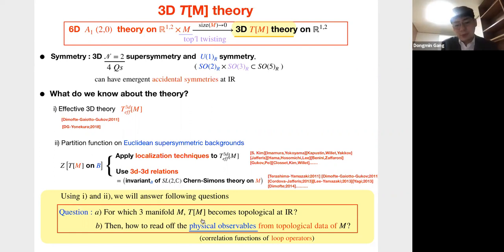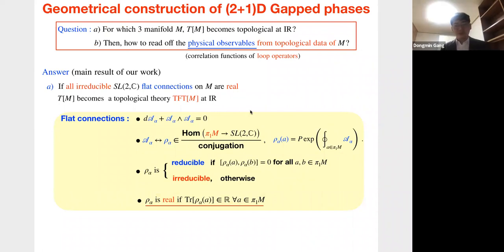For which M does TM become topological in the IR, having a mass gap in the IR? And then how do we read off the physical observables of the topological data for such M? In the topological theory, the basic physical observables are correlation functions of loop operators. So let me give the answer to the question. What I'm claiming is that if all the irreducible flat connections are real, then the resulting 3D theory has a mass gap and becomes topological. The resulting topological theory will be denoted by TFT[M], the topological field theory labeled by the three-manifold. There is a very technical mathematical condition on the three-manifold, and this is a well-defined mathematical condition. If this condition is satisfied, then the resulting theory is a topological theory.